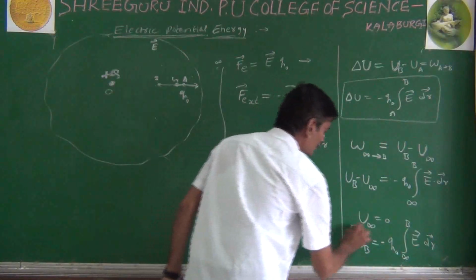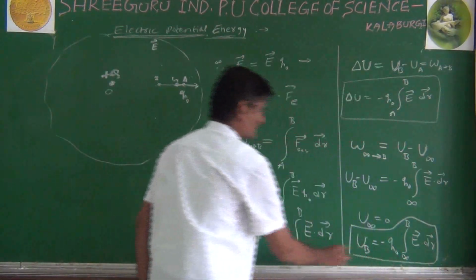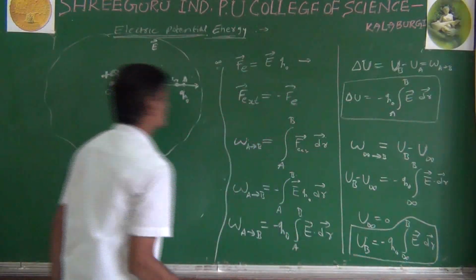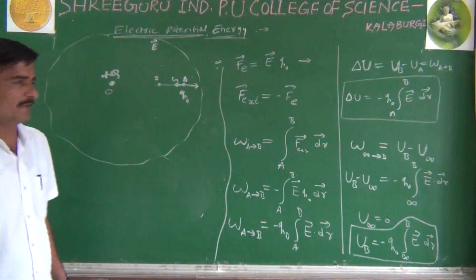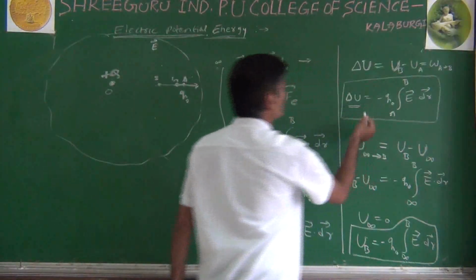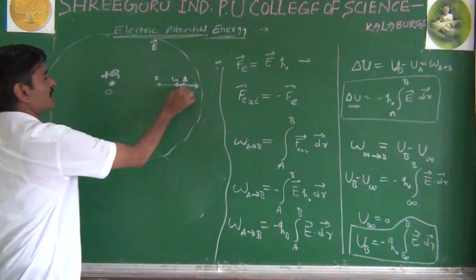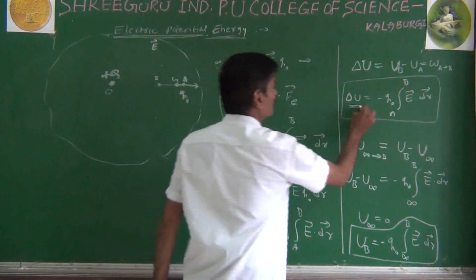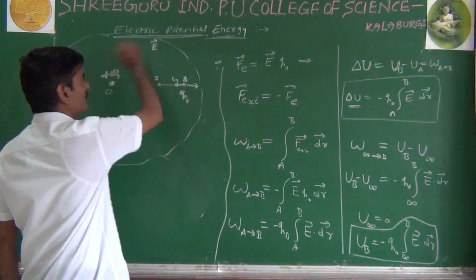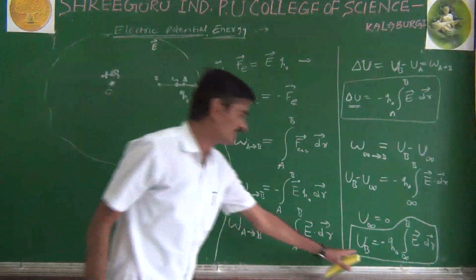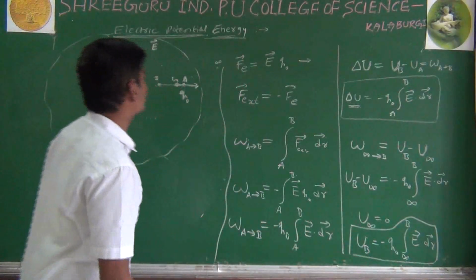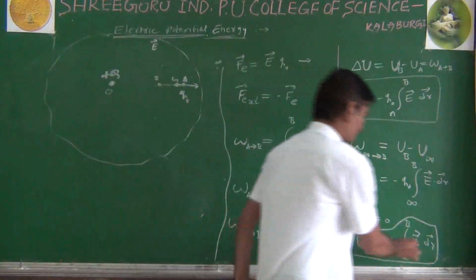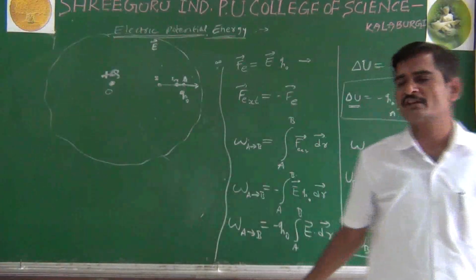This gives the potential energy of the test charge at the point B. This is the electrostatic potential energy of the test charge at the point B. This is the potential energy difference between the points A and B in the electric field. And this is the electrostatic potential energy at the point B. So like this, we define the concept of electrostatic potential energy.